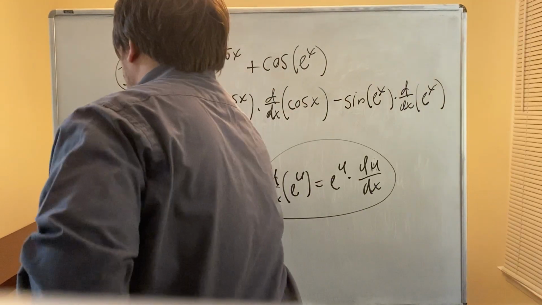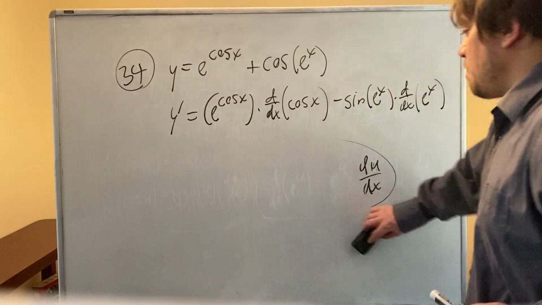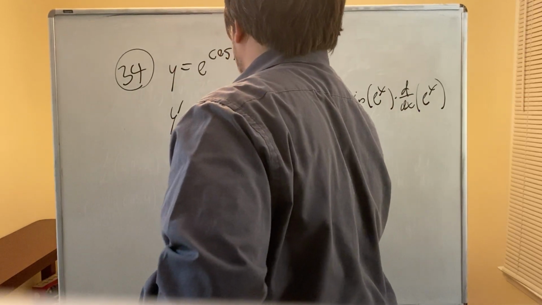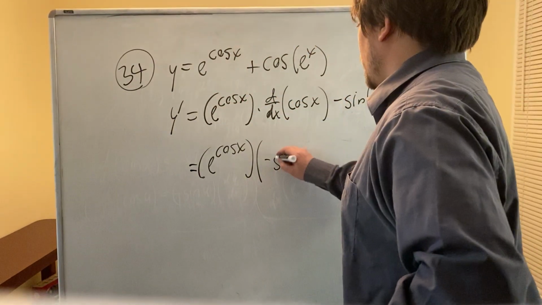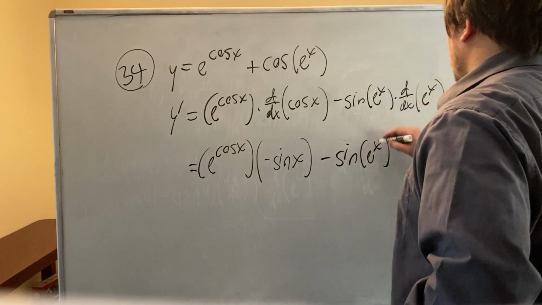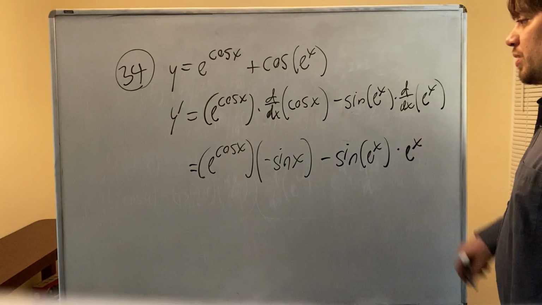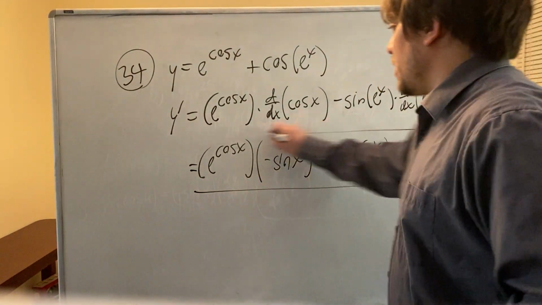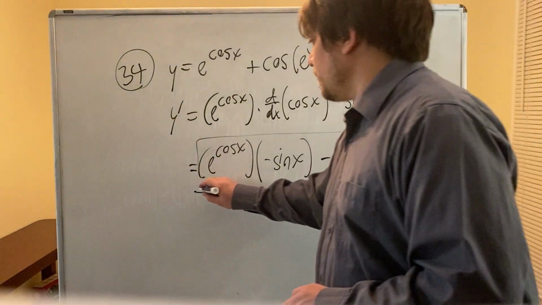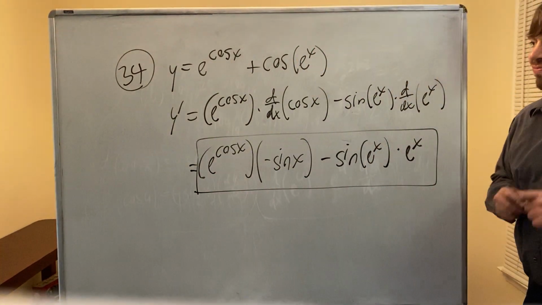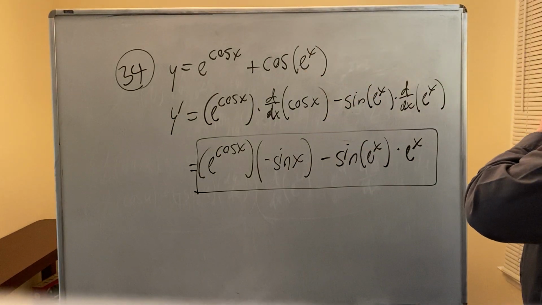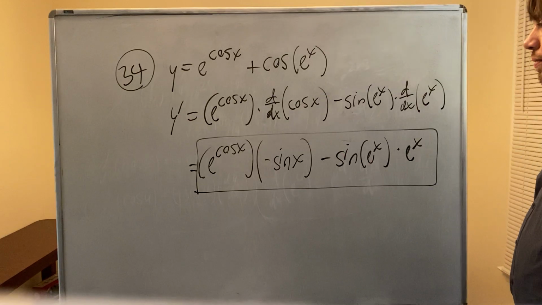So I'm going to erase this, because I need the space. And so now to finish this up, this is e to the cosine x times the derivative of cosine x, which is negative sine x, minus sine of e to the x times the derivative of e to the x, which is e to the x. And so y prime is equal to that. That's it. Okay? That's 34, differentiating y, given y. Let's keep going.